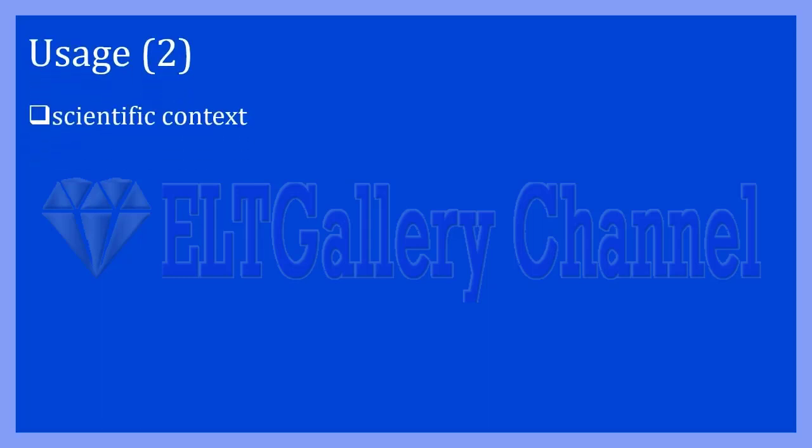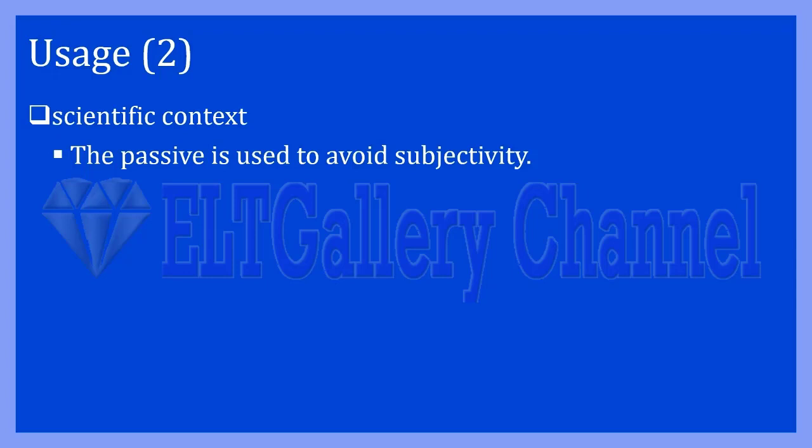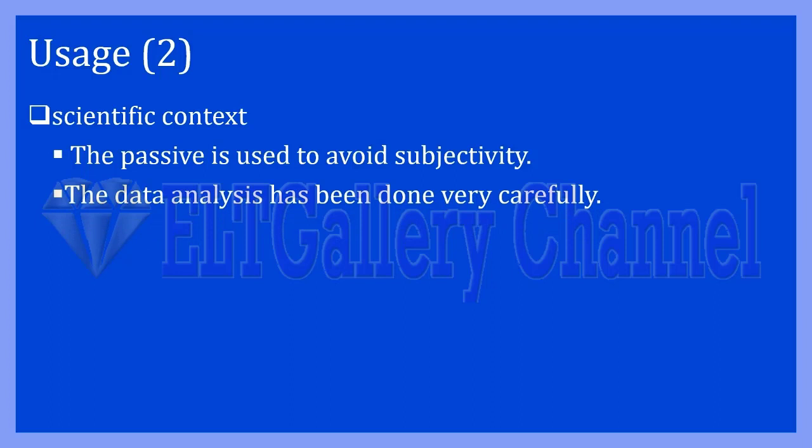And then the third reason for the use of the passive is that we use the passive in a scientific context. For example, we can say, the passive is used to avoid subjectivity. So here we have the passive as a subject, and "is used to avoid subjectivity." Probably we can find this sentence in an article on language, on how to write a good article. So this is usually used in a scientific context, and the purpose of using the passive is to avoid subjectivity. We do not want to show the agent, but the objectivity of the process is emphasized. For example, the data analysis has been done very carefully. This is to show that the data analysis has been done very carefully.